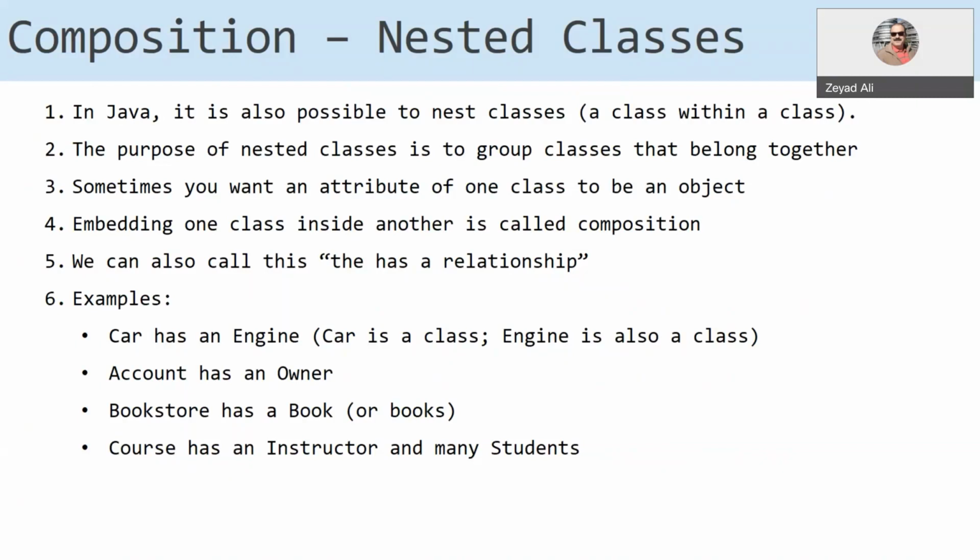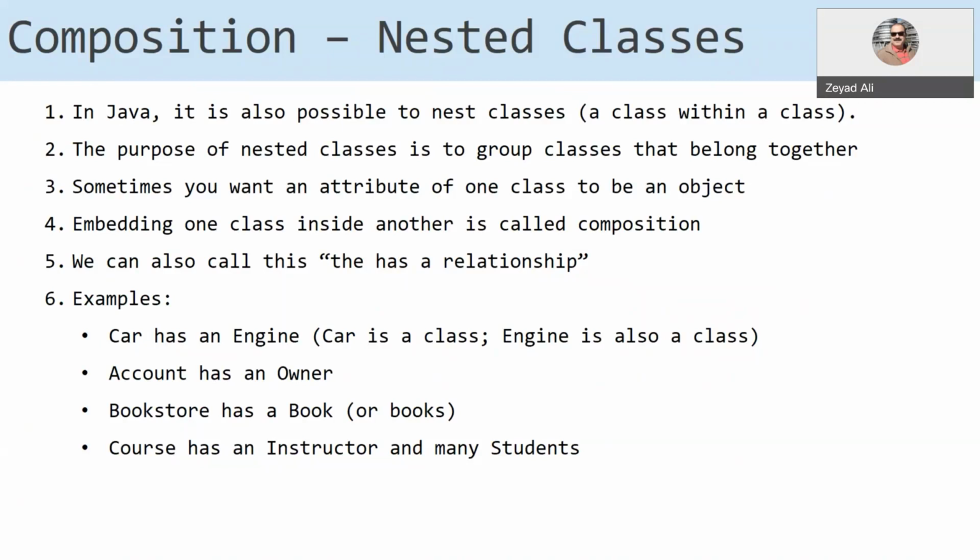Embedding one class inside another is called composition. We usually also call it has a relationship. Example, the car has an engine. So if car is a class and engine is a class, engine class is an attribute of the car class.